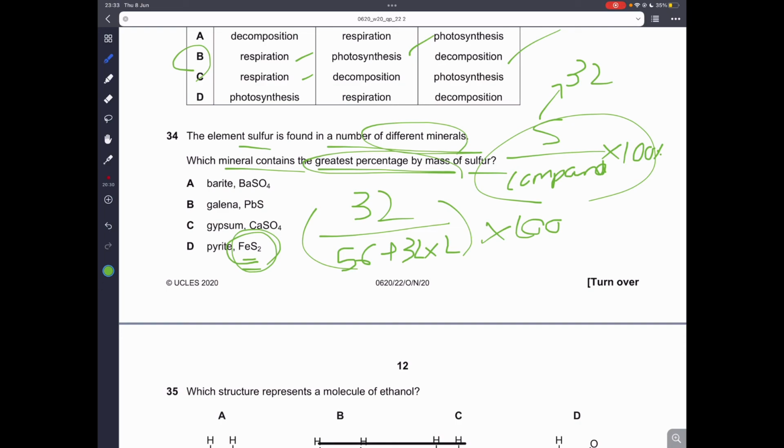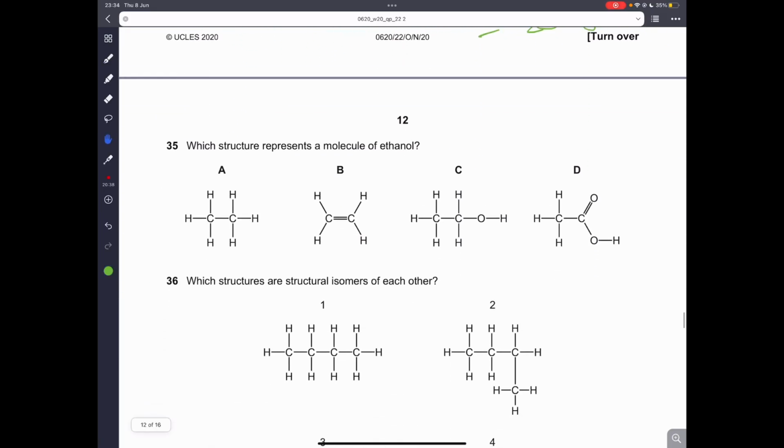This is going to result in 26.6%. And so D is the correct answer.